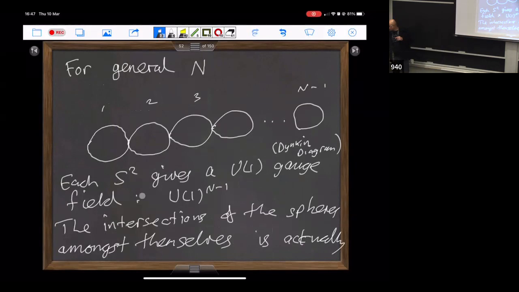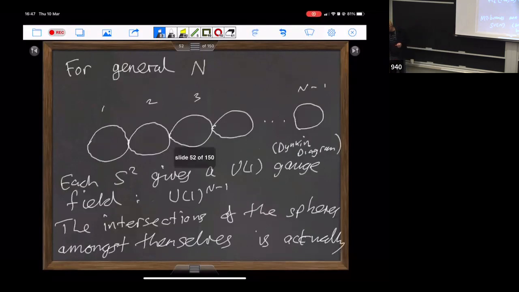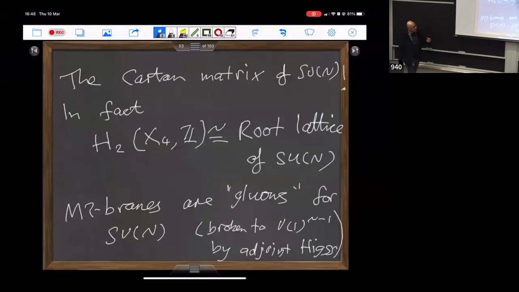So for general n, you have n minus 1 2-spheres. Now if you look at how those spheres are intersecting, their intersections are described by an intersection matrix. And that matrix is actually the Cartan matrix for the Lie group SU(n). And this diagram is, in some sense, equivalent to the Dynkin diagram of SU(n), for those of you who know about such things. So in this case, these M2 branes are actually gluons of an underlying SU(n) gauge symmetry.